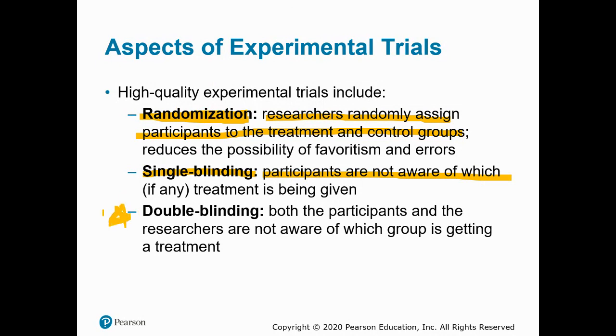Double blinding is even better in most cases, because in double blinding, neither the participants nor the researchers know who is in which group. So both the participants and the researchers are blind to who's in the control and who's getting the placebo. Or sorry, who's getting the placebo and who's in the treatment group.